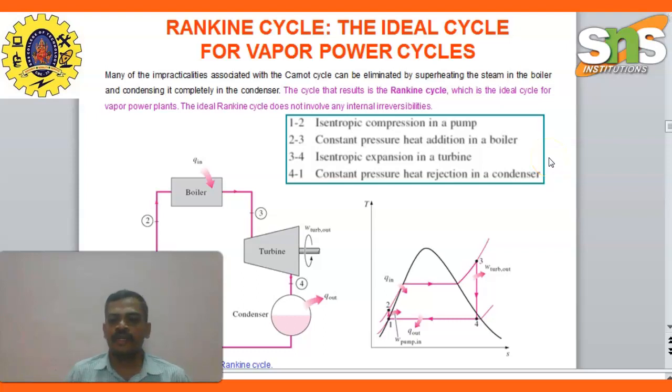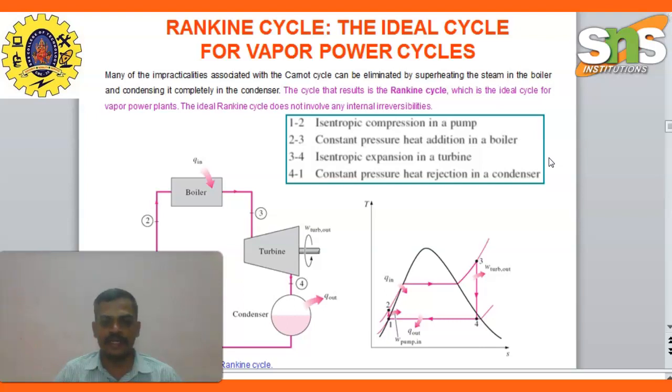Rankine cycle, the ideal cycle for vapor power cycles. Many of the impracticalities associated with the Carnot cycle can be eliminated by superheating the steam in the boiler and condensing it completely in the condenser. The cycle that results is the Rankine cycle, which is the ideal cycle for vapor power plants.